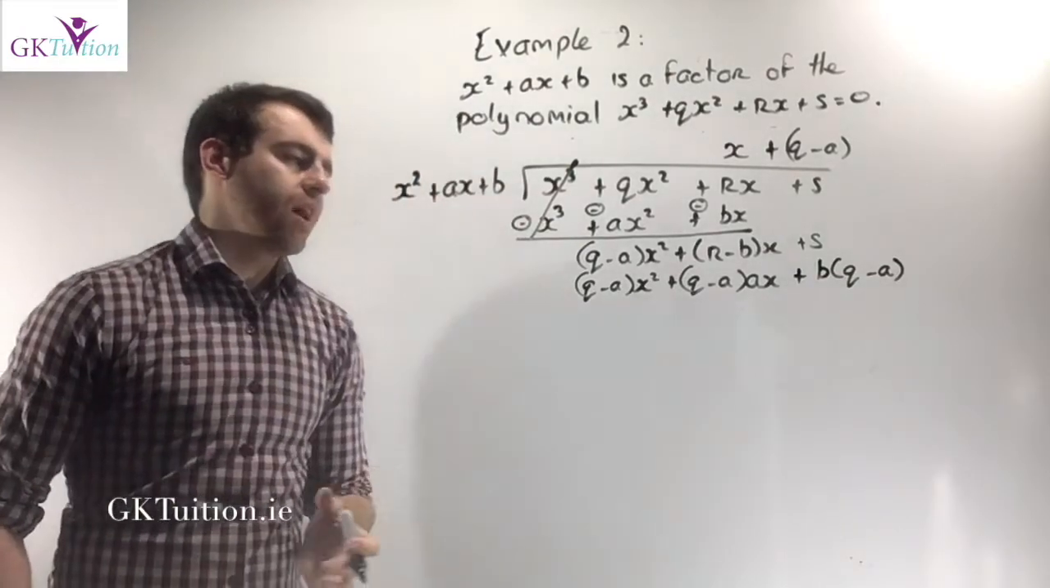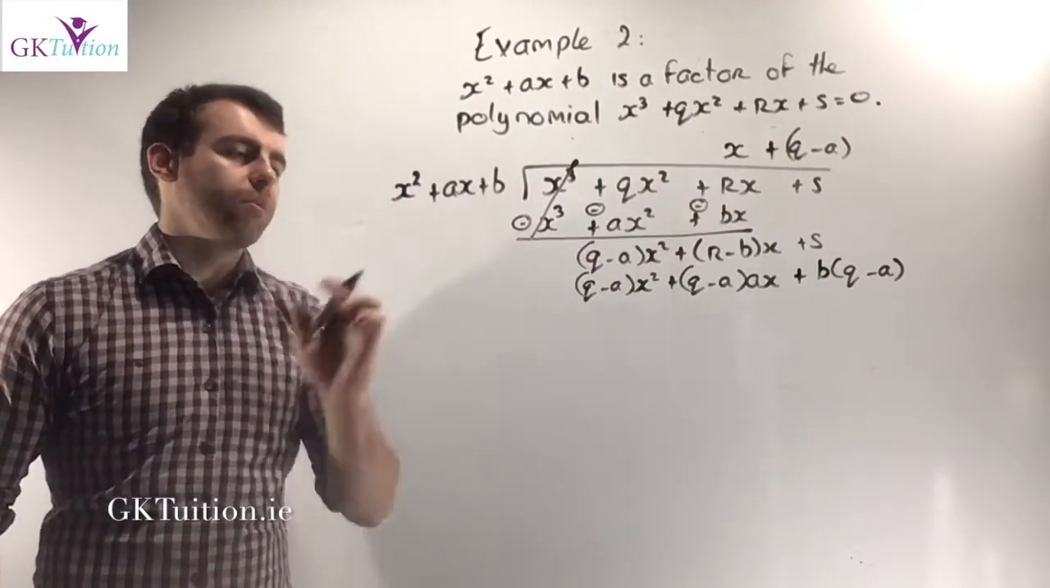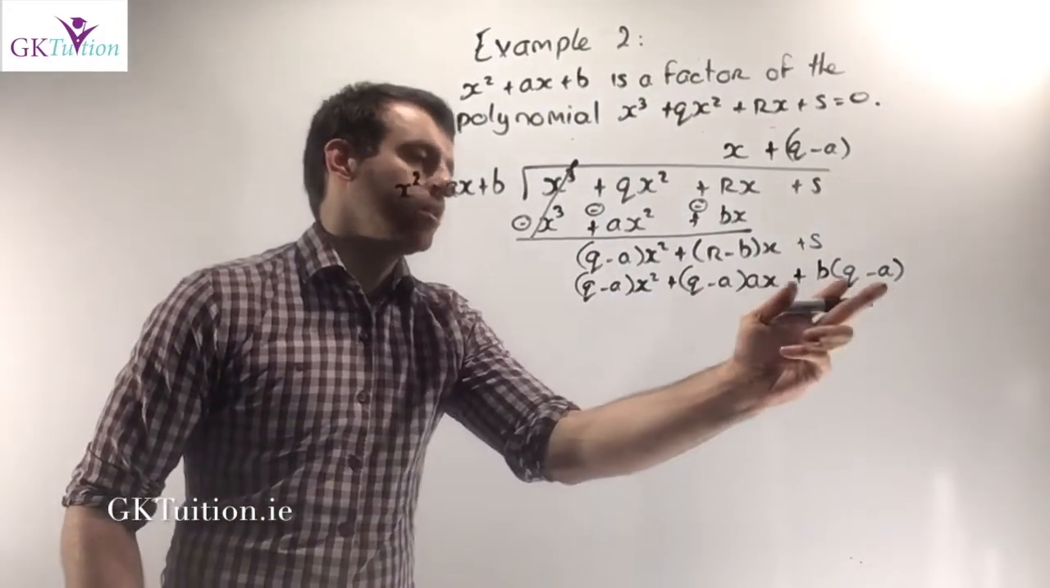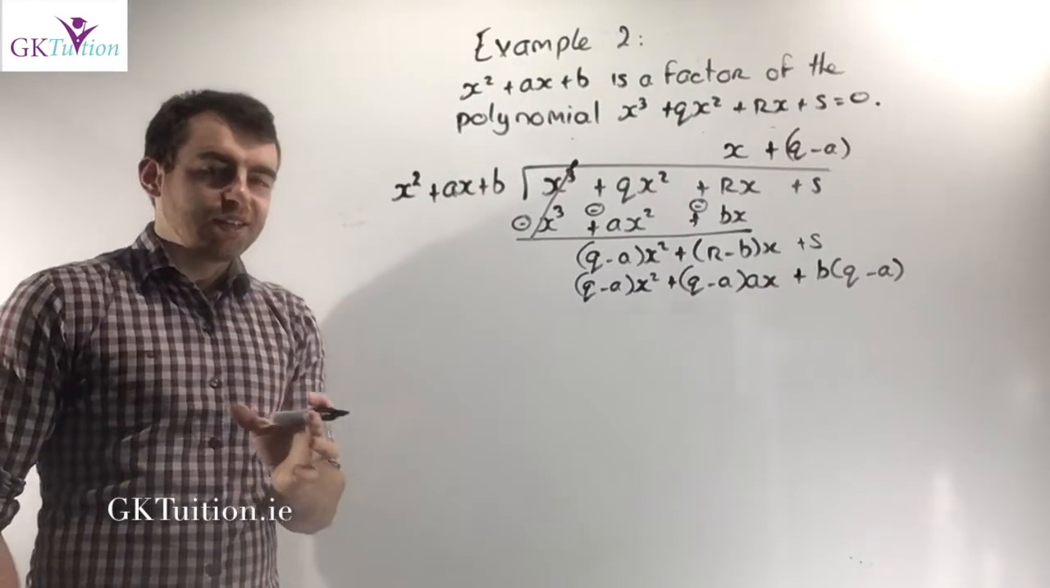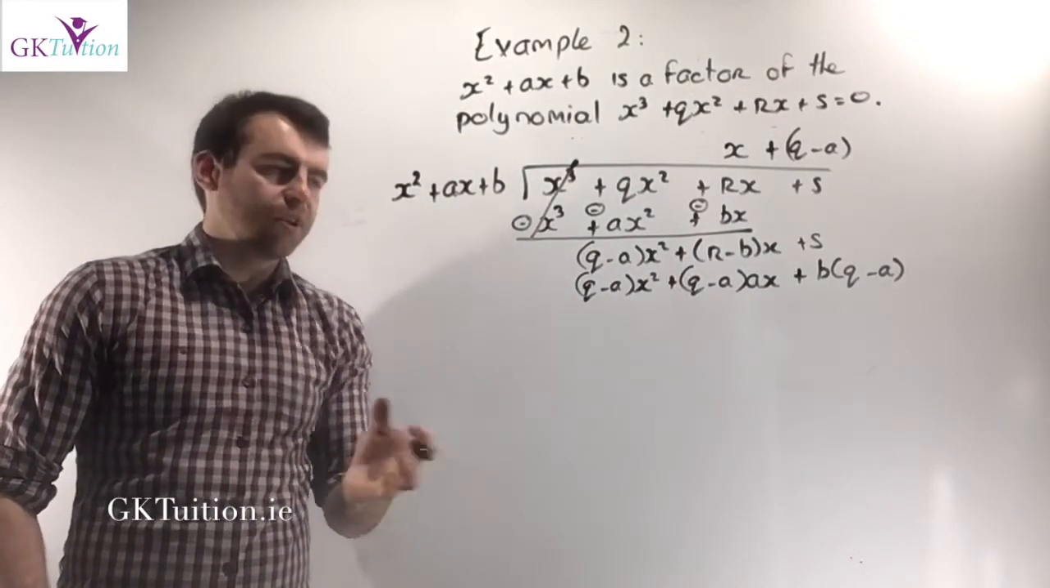So I want you to notice on that line that I haven't actually done anything. I've just got q minus a and multiplied it by all three terms. Q minus a by the first one, q minus a by the second one, q minus a by the third one. If anything, that's the easiest step because I didn't do anything. I was just listing letters beside each other.